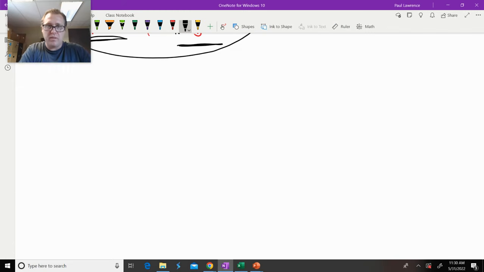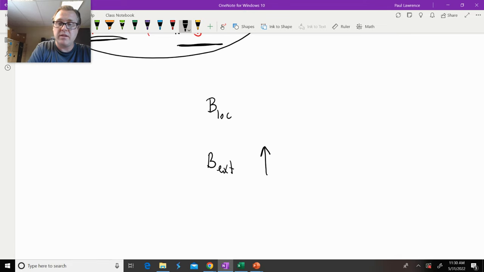Let's go to a whiteboard here. What we have going on here is our local magnetic field and an external magnetic field. The external magnetic field orients in that direction, and the local magnetic field is always going to oppose it, going in the opposite direction.